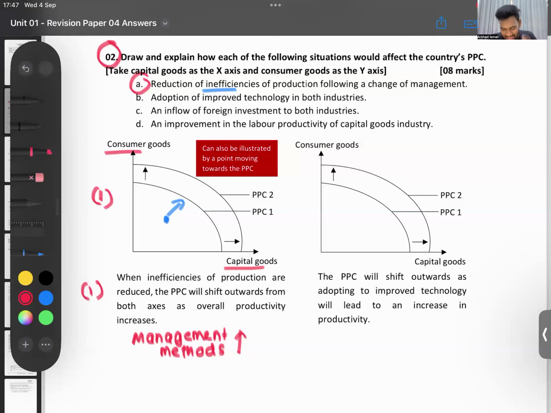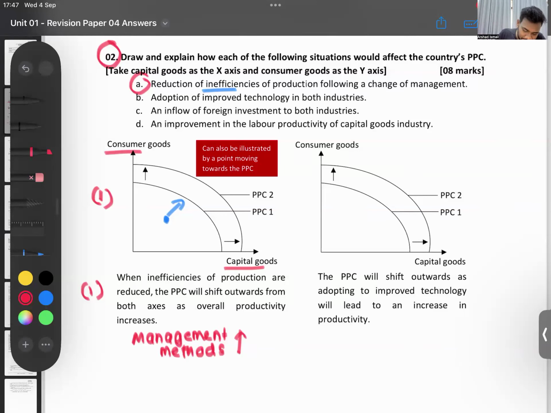So here, if I want to explain, I will say, let's say due to the change of management, the management methods could have improved. As a result of this, the PPC would shift out. That's it. Or you can say, due to the inefficiencies being removed, now the economy could go from a point within the PPC towards the PPC. In your own words, you need to write. Now, even if you have not labeled PPC1, PPC2, that's okay, but the shift and all should be properly done.